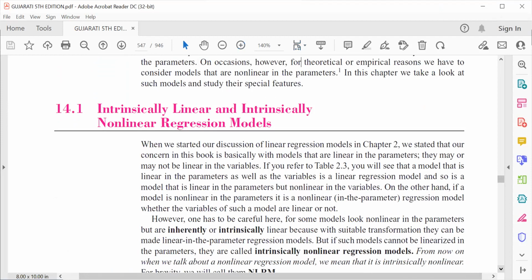When we started our discussions of linear regression model in chapter 2, we stated that our concern in this book is basically with models that are linear in parameters. This is one of the assumptions in the classical linear regression model. They may not be linear in variables. If we look at table 2.3, you will see that the model that is linear in parameters as well as variables is a linear regression model.